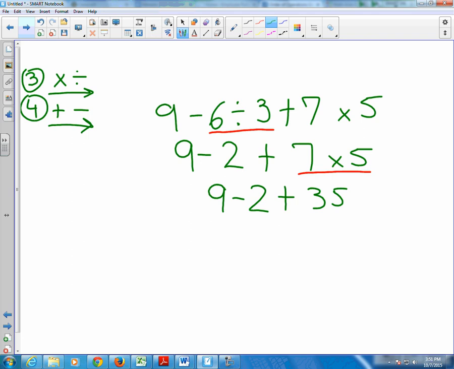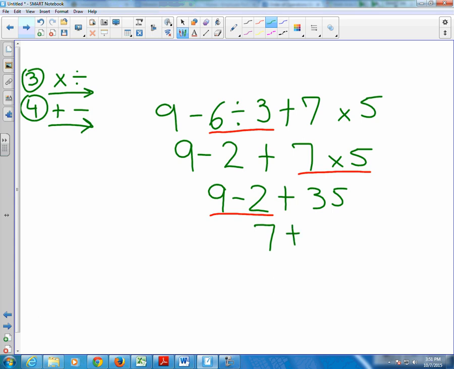Now I have two operations. I have a subtraction and an addition. Which one do I do first? Yes, the first one that comes from left to right. And the first one is this one, 9 minus 2. So for those of you that thought that was the first operation, look at it. It's the third operation that we performed. 9 minus 2 is 7.